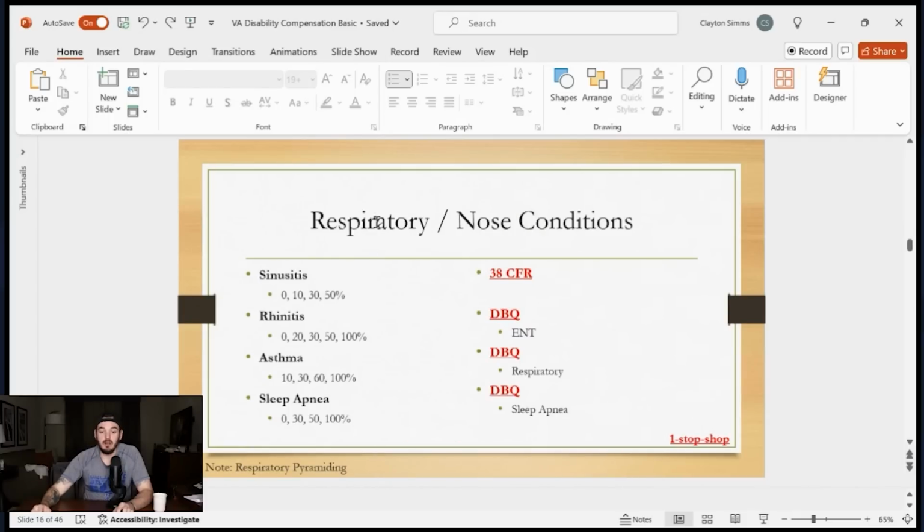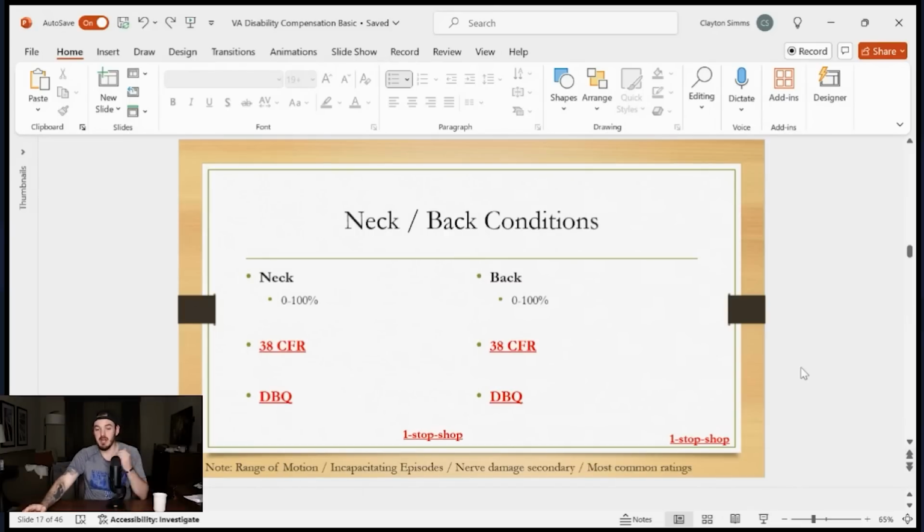Okay. Here's respiratory and nose conditions: sinusitis, rhinitis, asthma, sleep apnea. There are DBQs for those in the 38 CFR reference. And of course, that one-stop shop link.